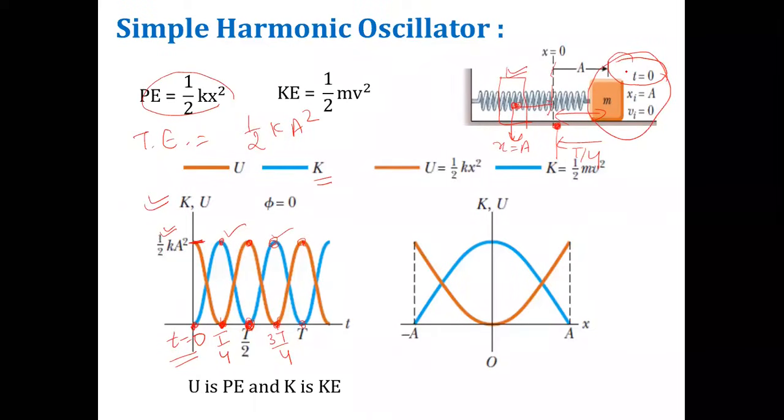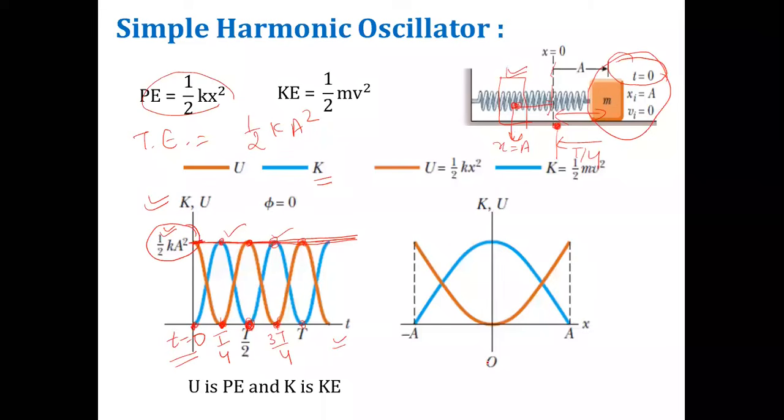But if you sum both of these graphs, your energy is going to remain constant. If you add both these graphs, you will get a straight line, and the straight line would be equal to 1 by 2 k a square, which is the total energy of the system. So this was the graph showing your kinetic and potential energy as a function of time.